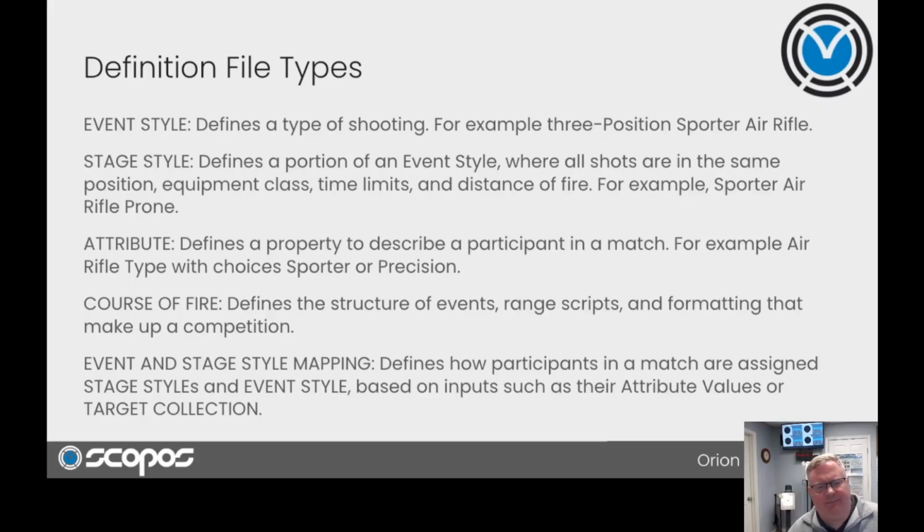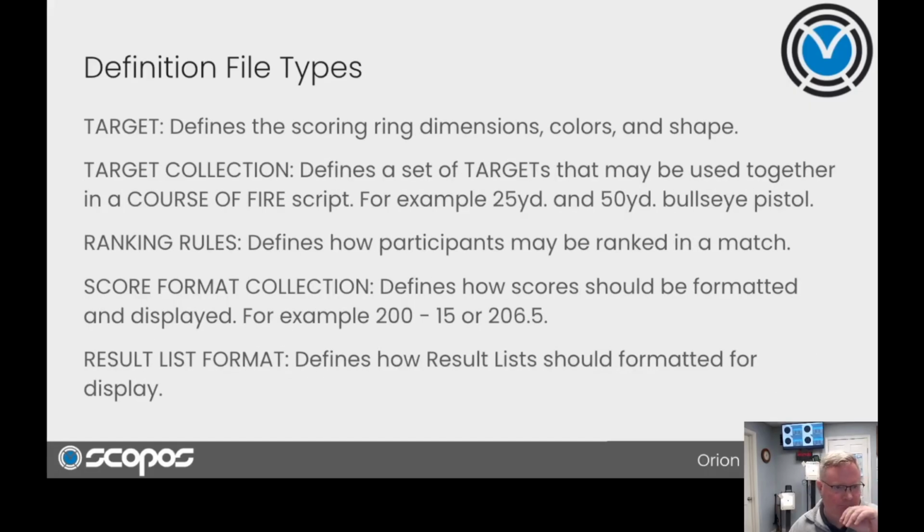Event and stage style mapping combines everything that we've covered so far. When an athlete participates in a match, we want to be able to say that they're shooting sport or air rifle. And the event and stage style mapping defines how to map an athlete, depending on their attributes, to the stage styles.